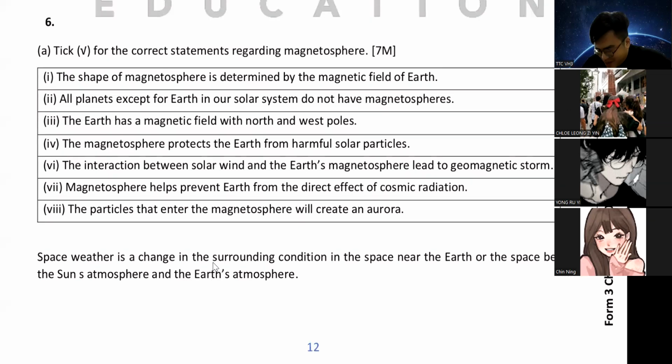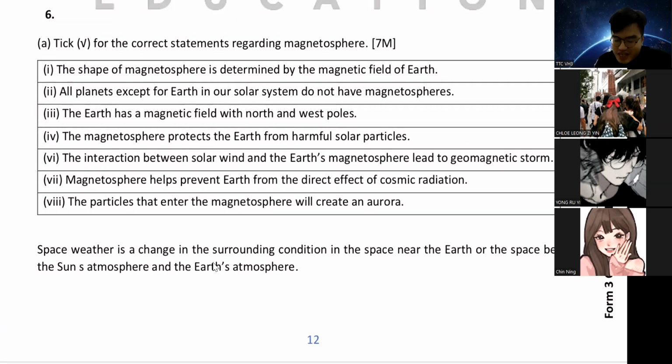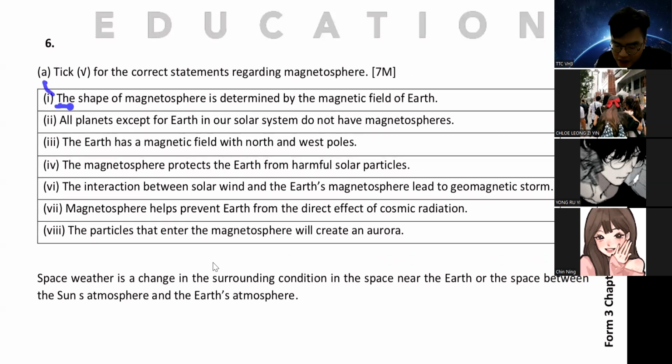Okay, so let's look at page 12, shall we? Let's look at question 6. A, the shape of the magnetosphere is determined by the magnetic field of the Earth. Is it true?